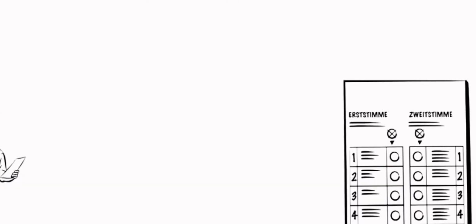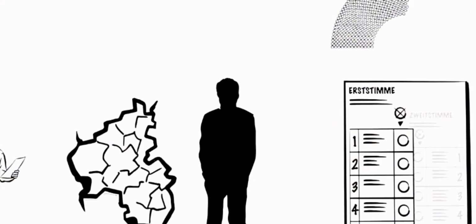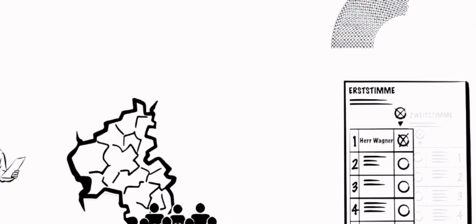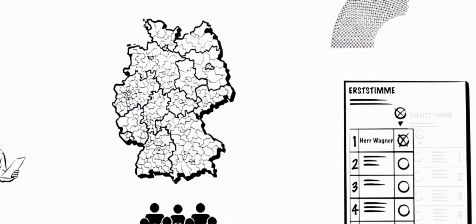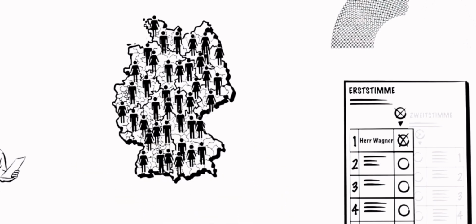Germany's electoral system is a blend of direct and proportional representation, ensuring both individual accountability and overall fairness. With the first vote, voters select a direct candidate to represent their constituency in the Bundestag. Germany is divided into 299 constituencies, each electing one representative. The candidate with the most votes wins. Simple majority takes the seat.